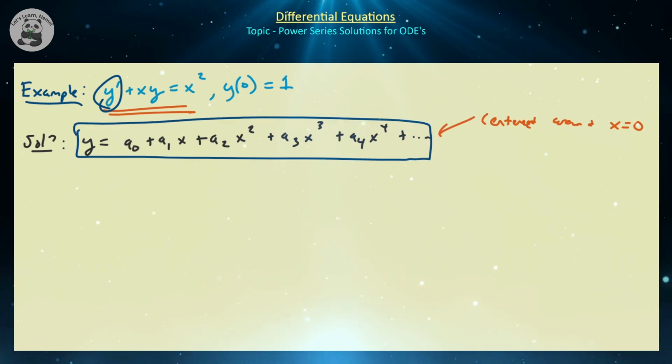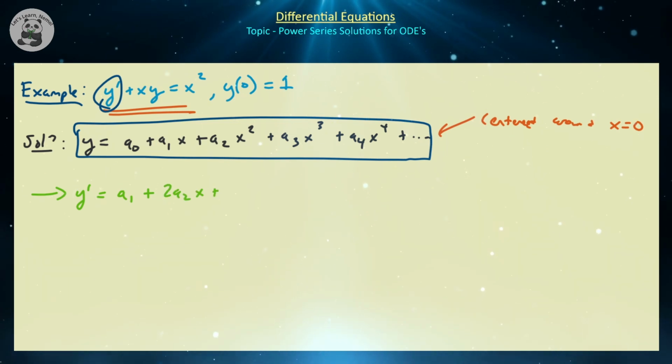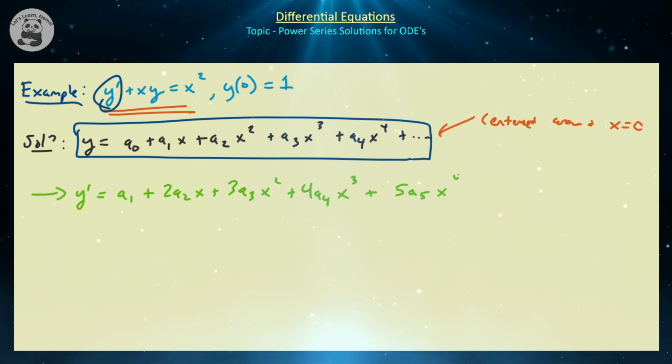What are a0, a1, a2, a3, a4 all equal to? Maybe there's a pattern, maybe there's not. We're not hoping that there is, but we would like it ideally. So the derivative of this expression is just going to be equal to a1 plus 2a2x plus 3a3x squared plus 4a4x cubed. The next term would be 5a5x to the fourth. And obviously we have infinitely many terms down here.